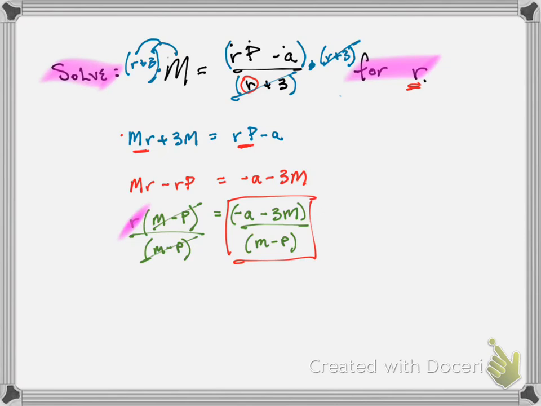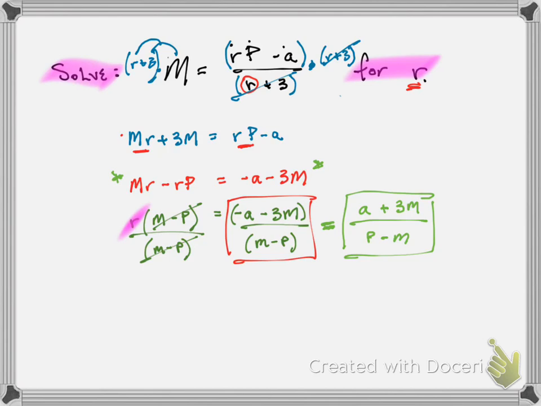Now, back here for just a moment. As in the previous example, if I had reversed the order and moved terms to different sides, then I would have gotten the alternate solution, a plus 3m over p minus m. Once again, these are equal to each other. One is not better than the other.